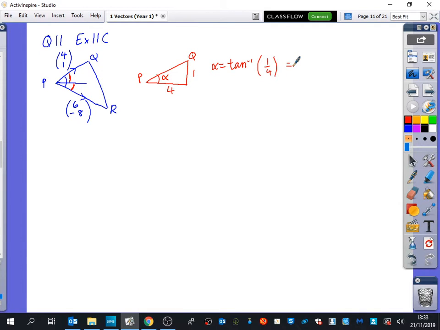And the inverse tan of 1 over 4 is, I've just put my calculator away. Pardon? 14.03.